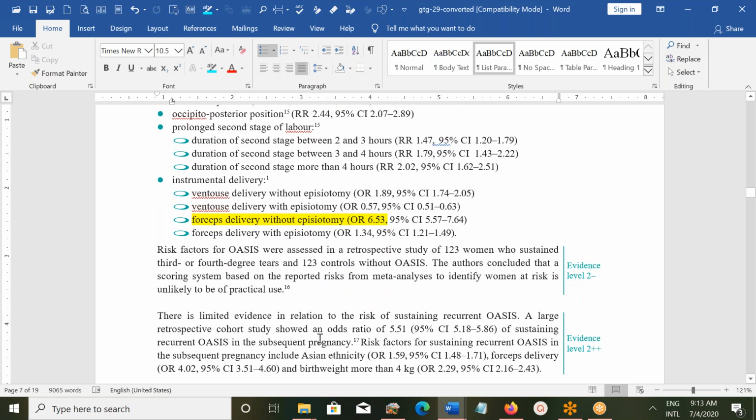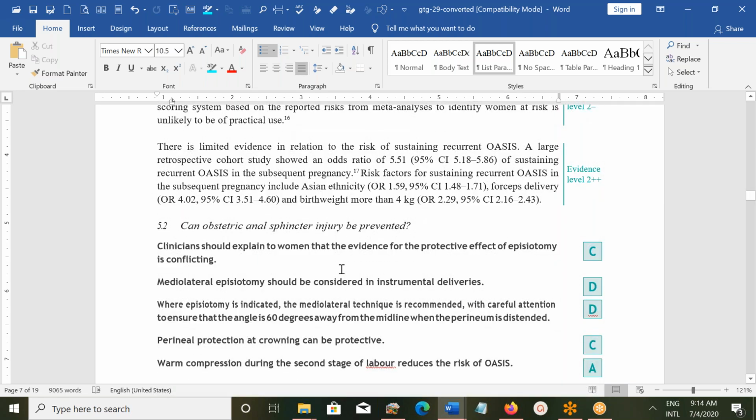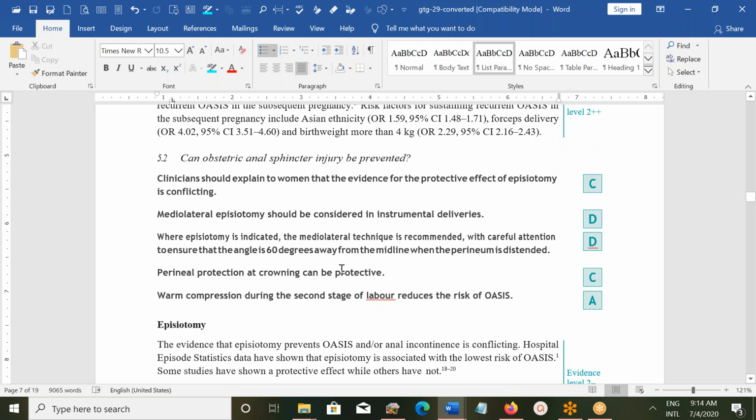So the problem is that these risk factors don't correlate with or accurately predict the condition, but they will give you some idea that we should be careful about these things. Okay. So then, can we prevent it?